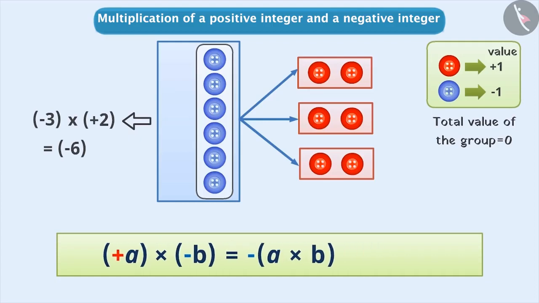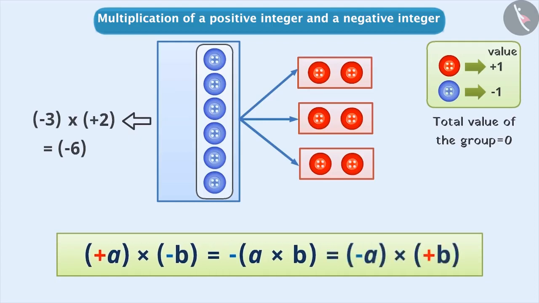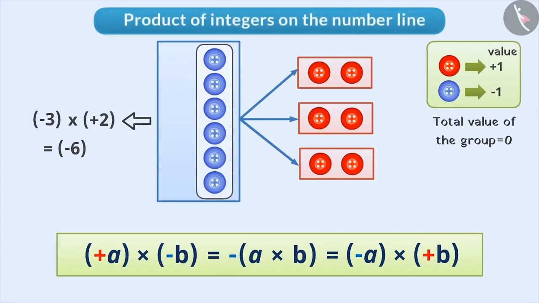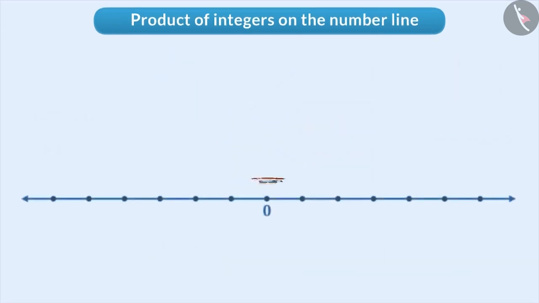Therefore, we can say that the multiplication of one positive integer and one negative integer is always negative. That means the product of two integers with different signs is always negative. In general, to find the product, we multiply the integers ignoring the signs and prefix the result with a minus sign. Product of integers can also be done on the number line.